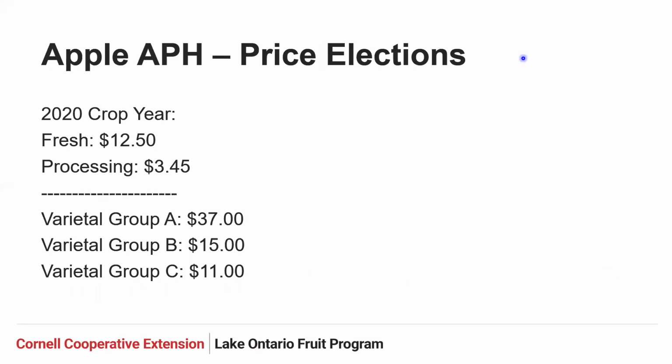Apple APH price elections. The price elections are what you will get paid for the loss of 1 bushel of apples. For the 2020 crop year, if you elect to create fresh and processing insurance units, you will be paid $12.50 for a bushel of fresh apples and $3.45 for a bushel of processing apples. If you elect to create varietal group insurance units, you will be paid $37 per bushel of varietal group A, $15 per bushel of varietal group B, and $11 per bushel of varietal group C. These prices are adjusted by RMA from year to year based on price history in the region.